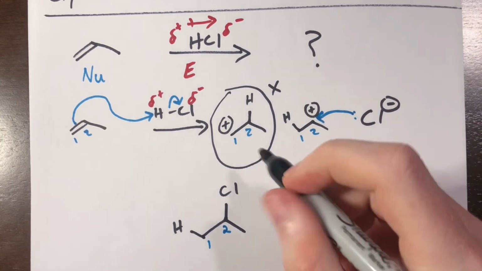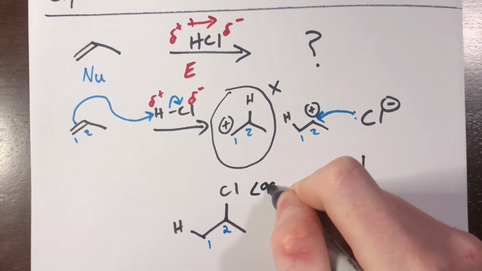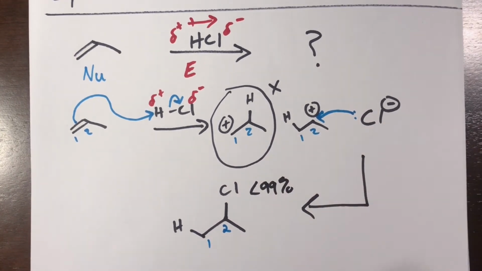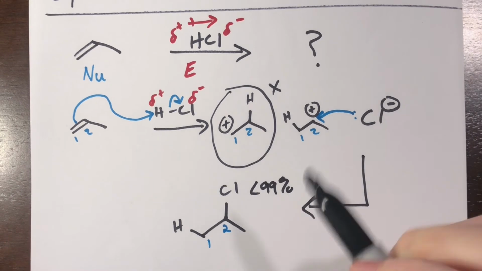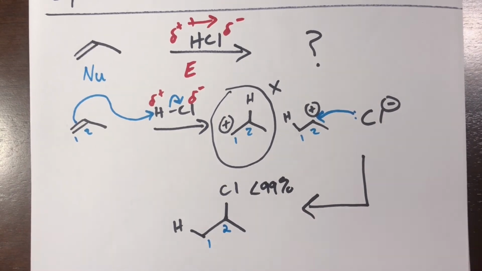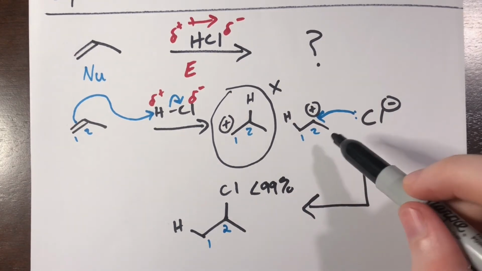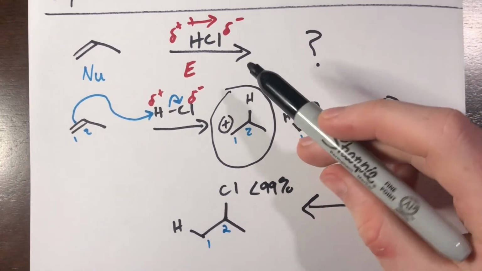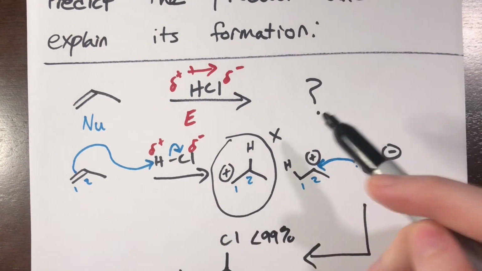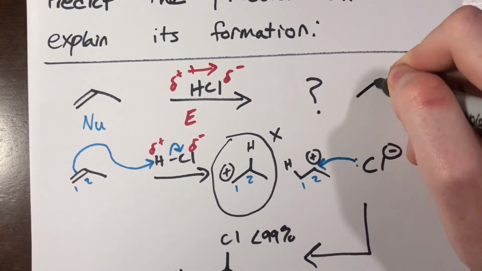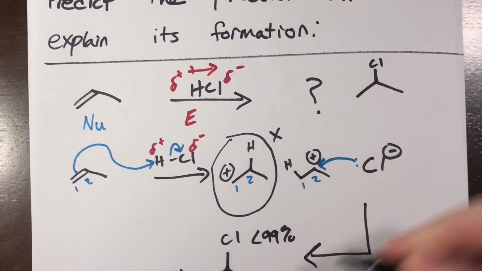You'll see more than 99% of the product in this case will be this particular major product, because the primary carbocation is so much more unstable than the secondary. So the only correct answer to our question above, which was to predict the product, is this one.